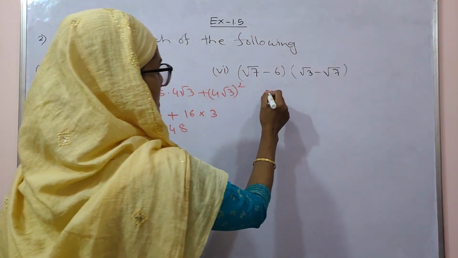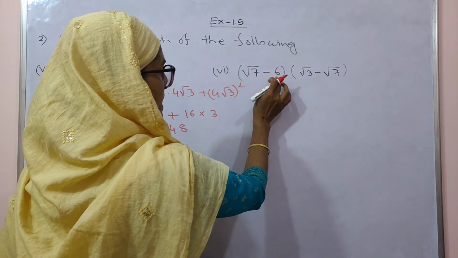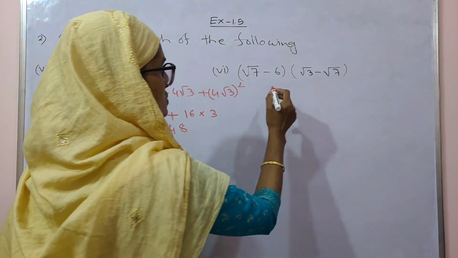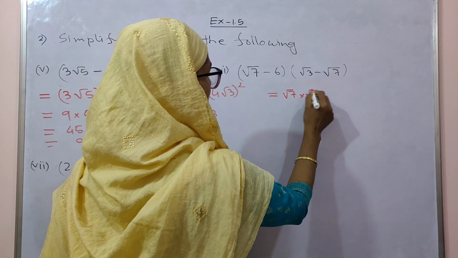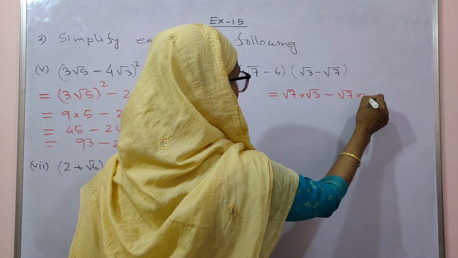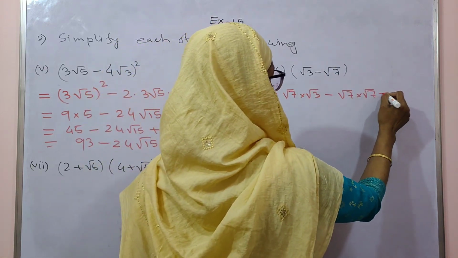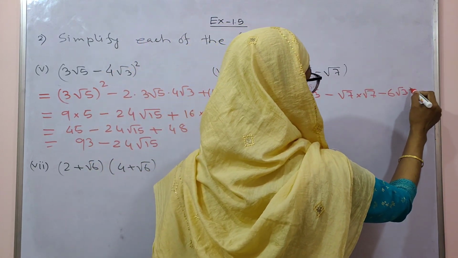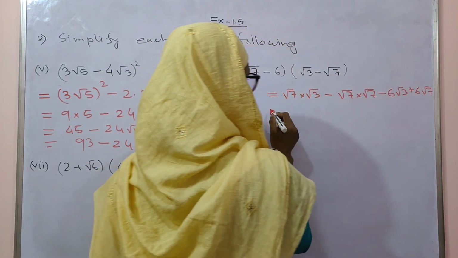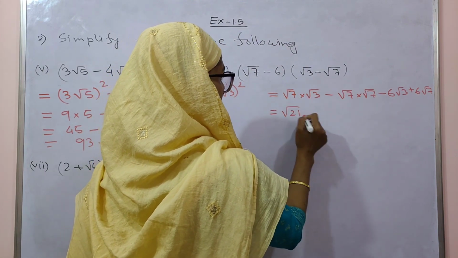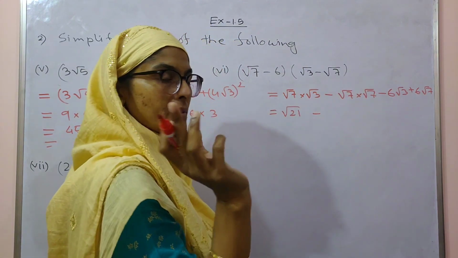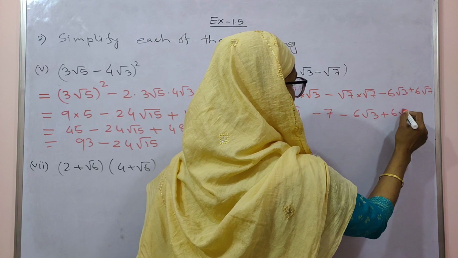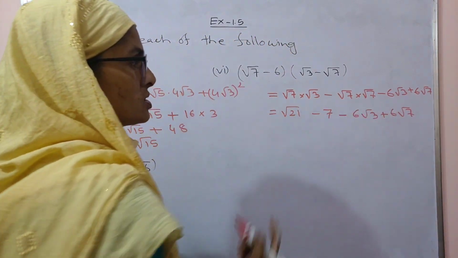Next, question number 6. Here, root 7 minus root 6, root 3 minus root 7. So you just have to multiply this one. Root 7 into root 3, minus root 7 into root 7, minus root 6 into root 3, plus root 6 into root 7. Root 7 into root 3 is root 21. Root 7 into root 7 means root 7 square, so you have to write 7. Minus root 18 plus root 42. So this is the answer.